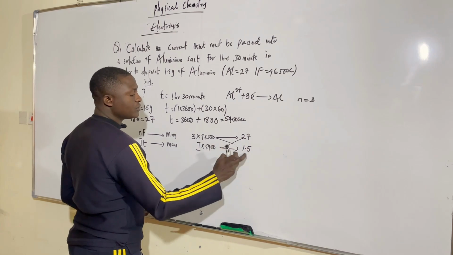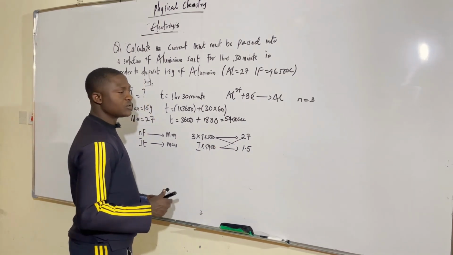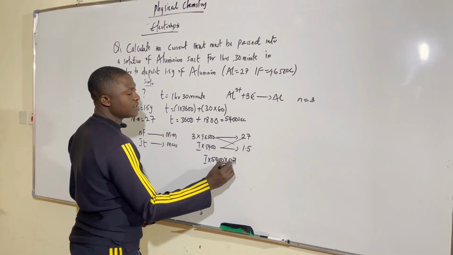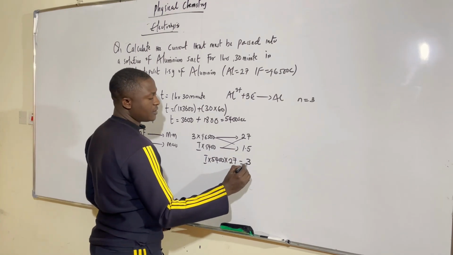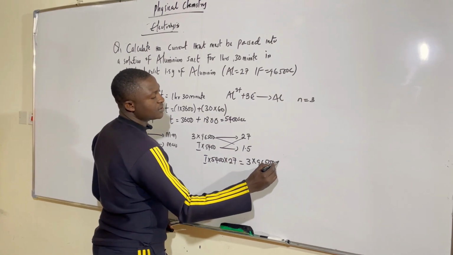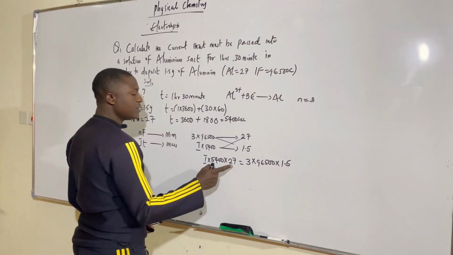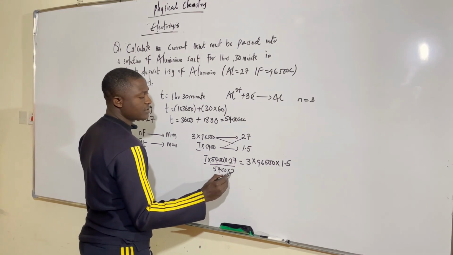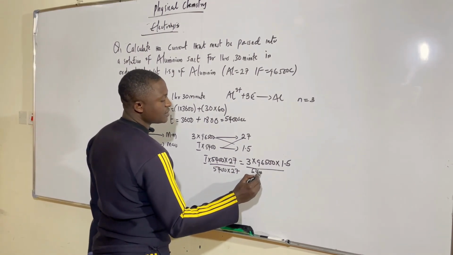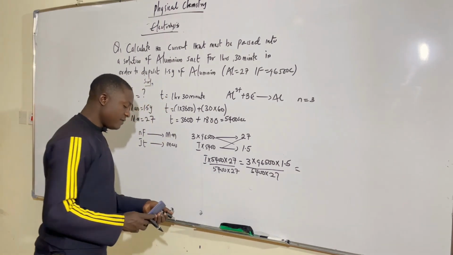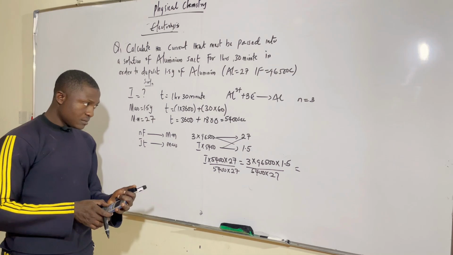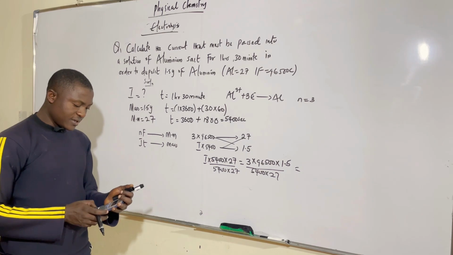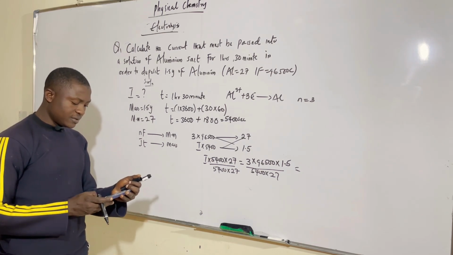So meaning what we have here, we multiply this one. At the same time, what we have here, we multiply this one. So if I do that, that means that we have I multiplied by 5,400 multiplied by 27 is equal to, so this times this, that is that we have 3 multiplied by 96,500 multiplied by 1.5. So in making I the subject, divide both sides by 5,400 multiplied by 27. So here, if I do that, 3 multiplied by 96,500 multiplied by 1.5 divided by 5,400 multiplied by 27.